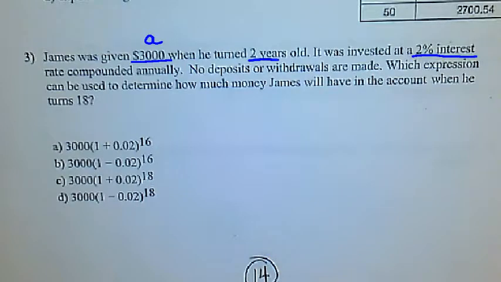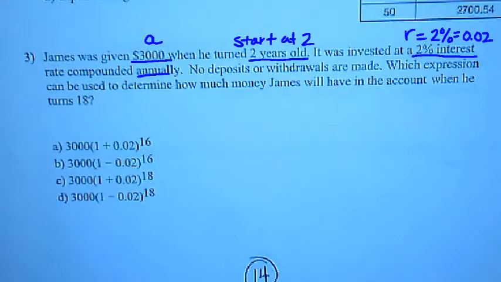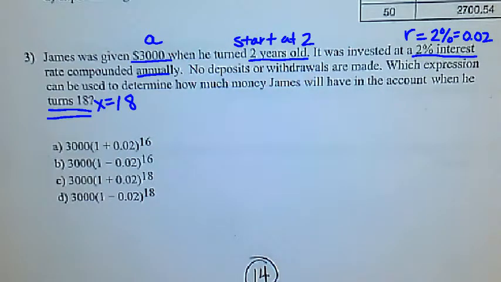So this is going to be the starting point. So not at 0. 2% equals 0.02, and then annually. Okay, so each year. Which expression can be used to determine how much money he will have when he turns 18? So the first thing we have to do is, okay, so x is going to equal 18 minus 2.